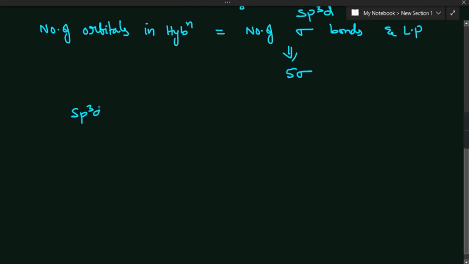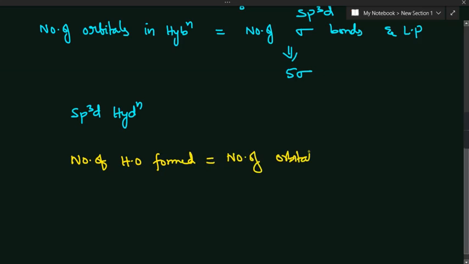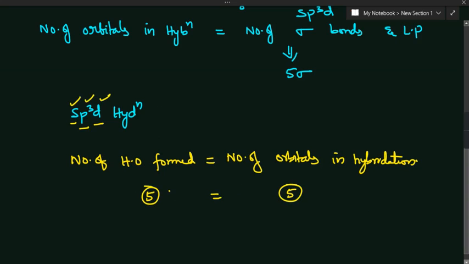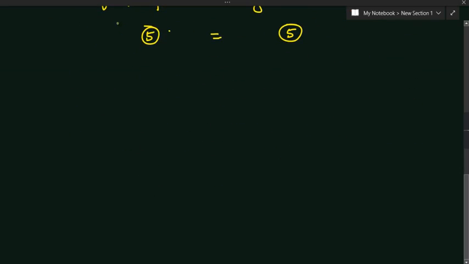So sp3d hybridization, this is the second step. Third step is that number of hybridized orbitals formed will be equal to number of orbitals in hybridization. So total 5 orbitals are in hybridization, 1s, 3p and 1d. So 5 orbitals are in hybridization, so hybridized orbitals formed will be 5. So those 5 hybridized orbitals will orient in trigonal bipyramidal structure.